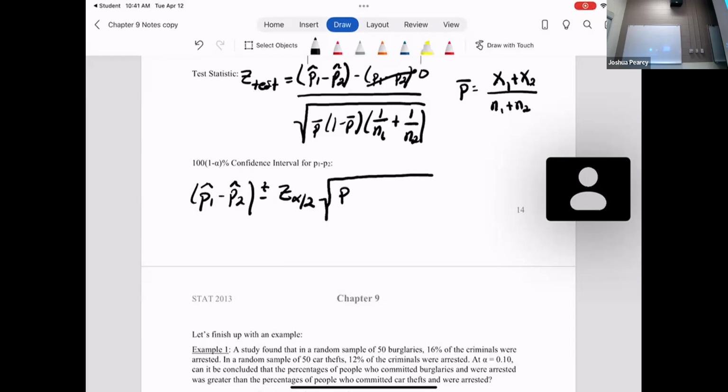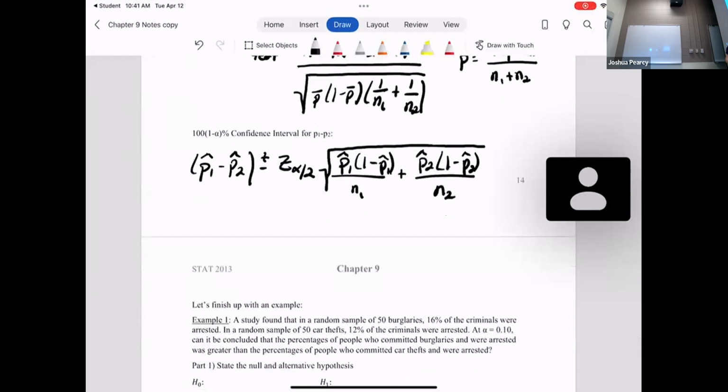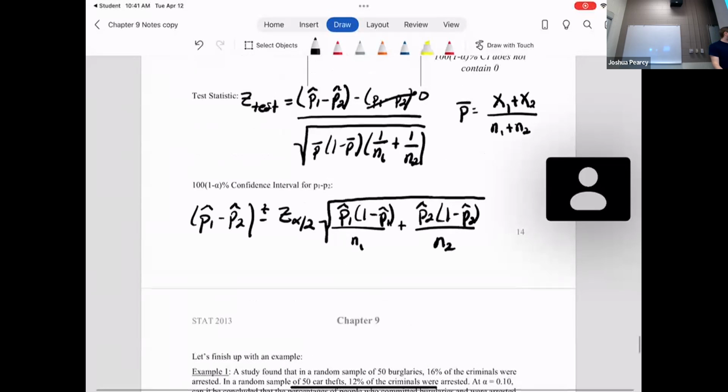P1 hat times Q1 hat divided by N1 plus P2 hat times 1 minus P2 hat over N2, and that's all under the square root. I don't like this section because I got confused with these two formulas before.